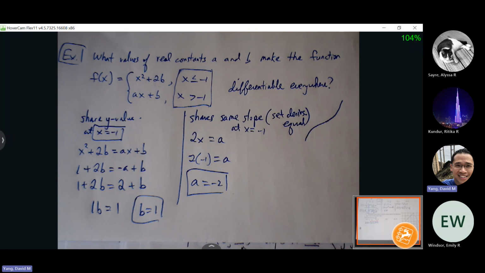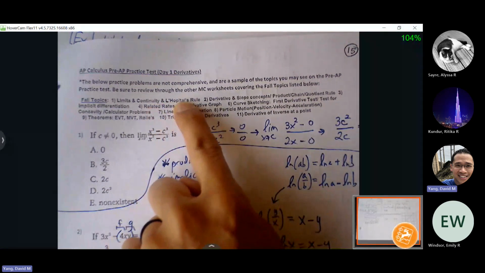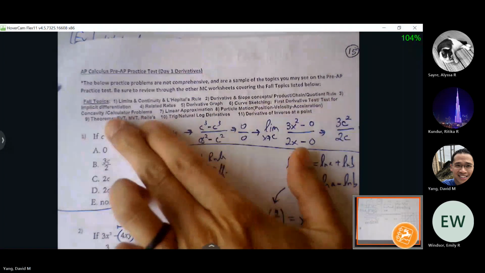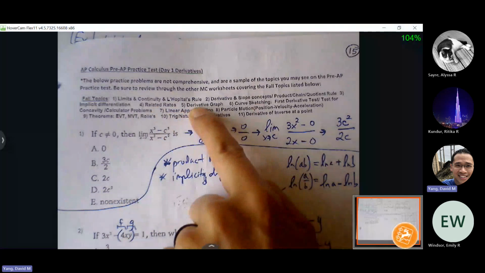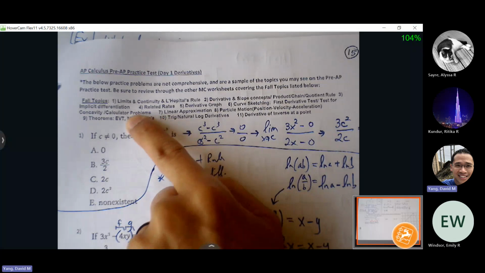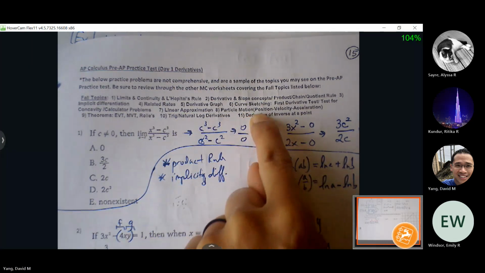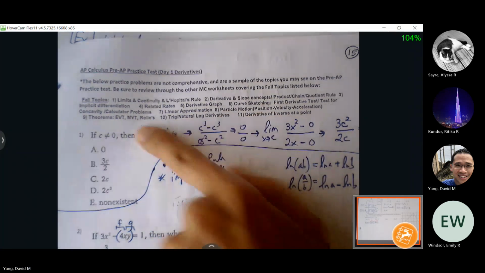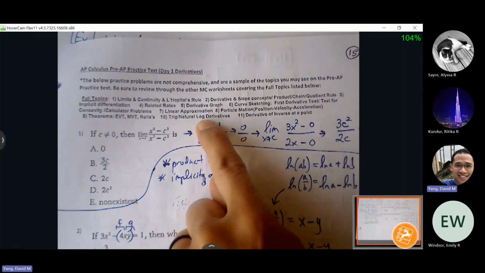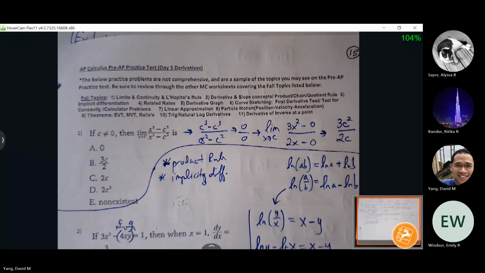Okay, so again, the topics that you are responsible for on today's test: continuity, L'Hopital's rule, derivatives and slope concepts, product rule, chain rule, quotient rule, implicit differentiation, related rates, interpreting a derivative graph, curve sketching, such as using the first derivative test and testing concavity, calculated problems, linear approximation, particle motion, like position to velocity to acceleration, theorems such as EVT and the mean value theorem, trig derivatives, natural log derivatives, natural log properties, and the derivative of an inverse at a point. So I think we've been cycling through these concepts.